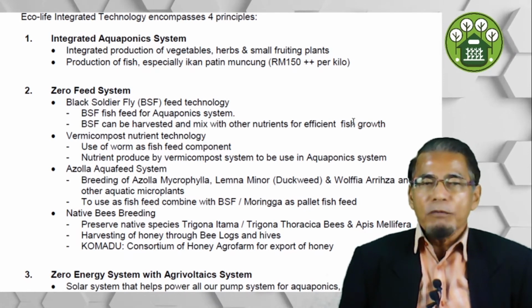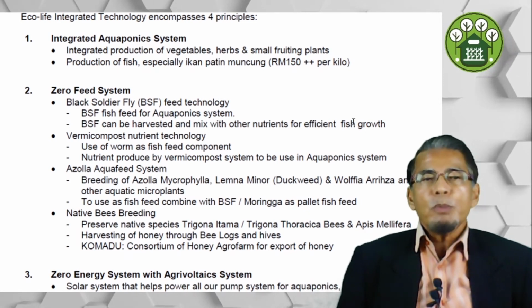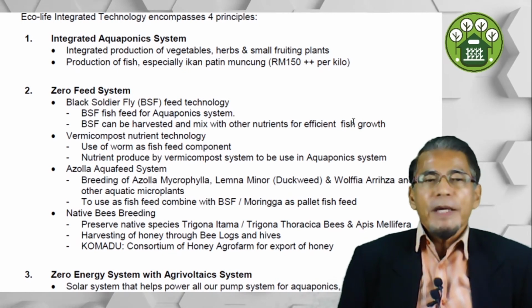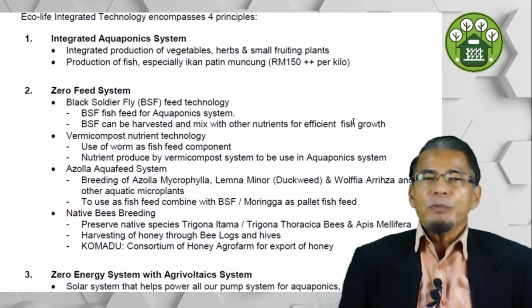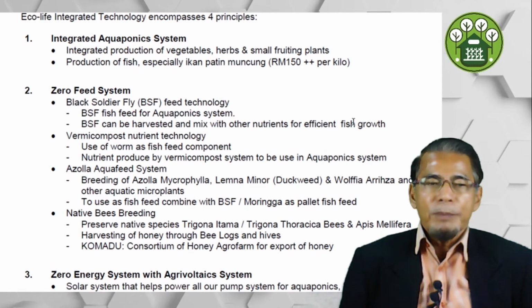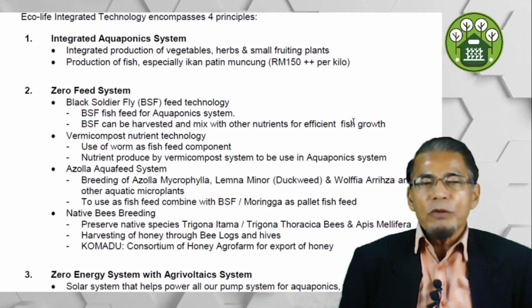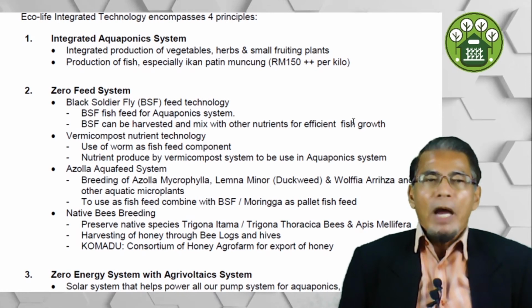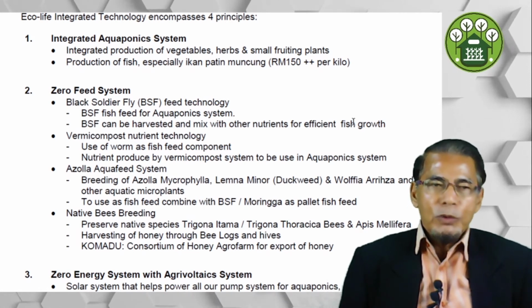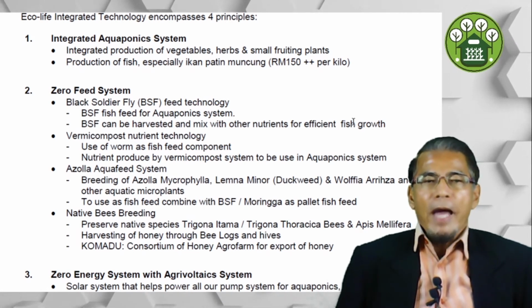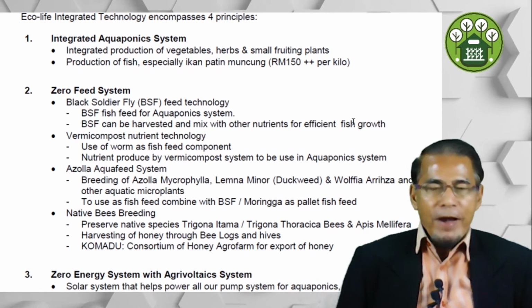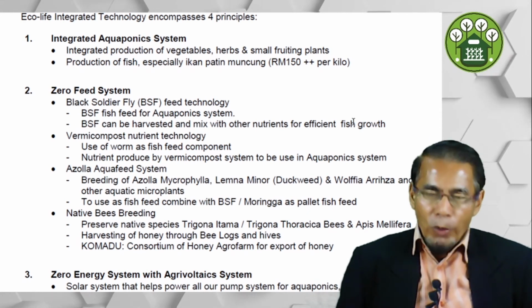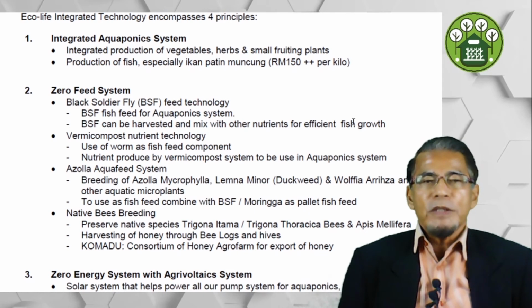So when we developed this Yayasan Ecolife, Ecolife Aquaponic Foundation, we are trying to spread this knowledge of Ecolife integrated technology of the 4 principles in terms of aquaponic system, zero feed waste system, zero energy system with agrovoltaics, and then the high-tech production system, which I will give you in subsequent videos. So understand, from aquaponics and the zero feed system, you can already get it running. We are already going into the training program in terms of integrated aquaponics.